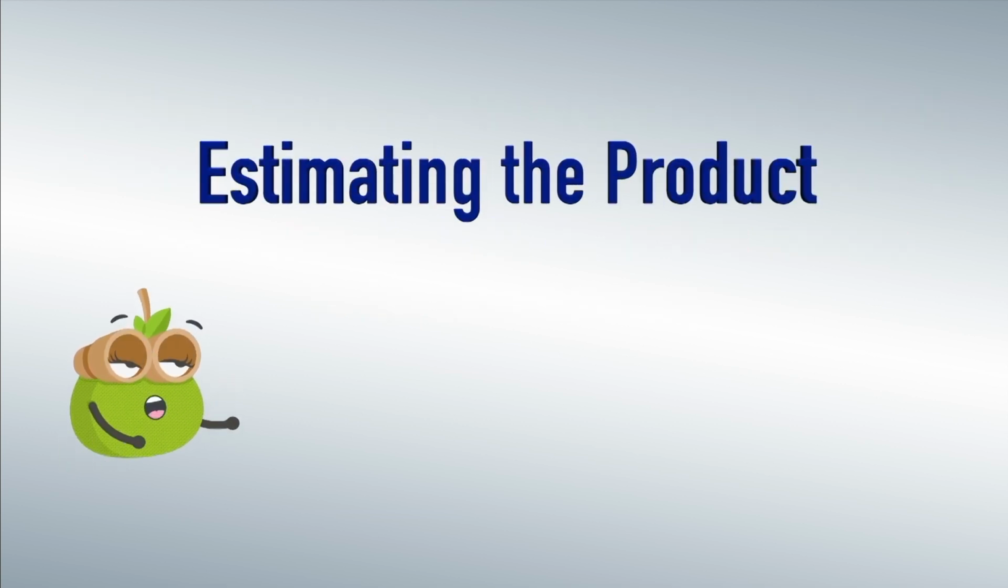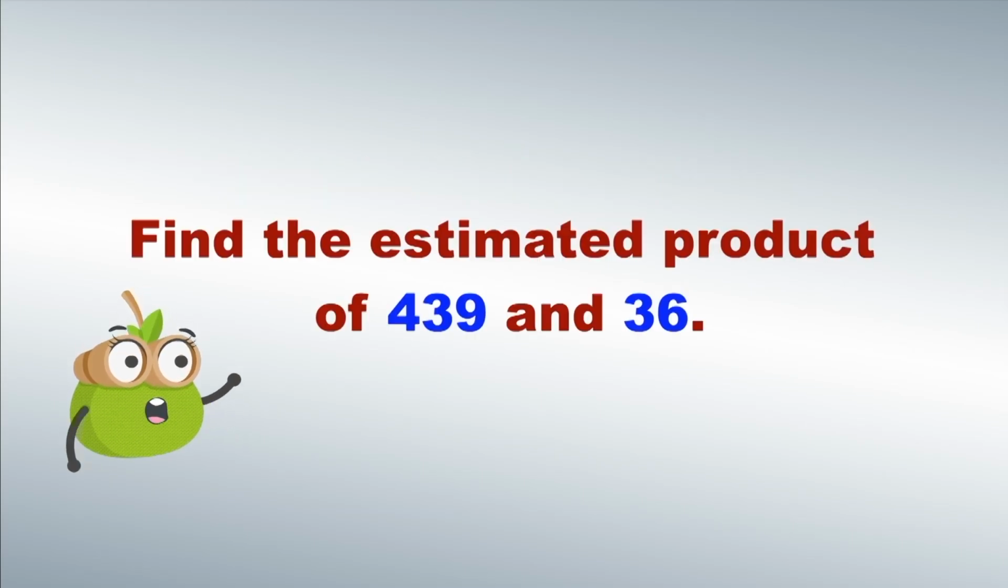The simple meaning of estimation is to guess. In estimating the product, we round off the numbers, then multiply. Let's learn it with an example. Find the estimated product of 439 and 36.